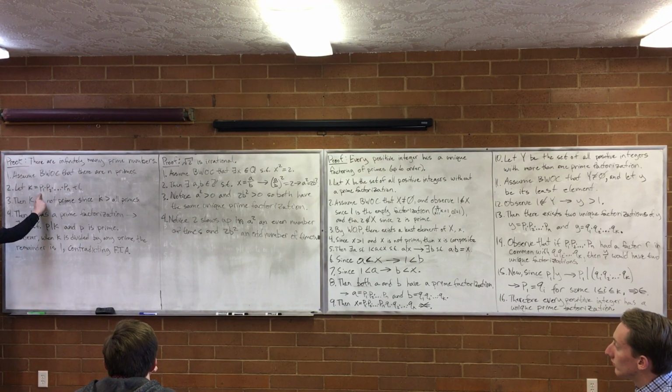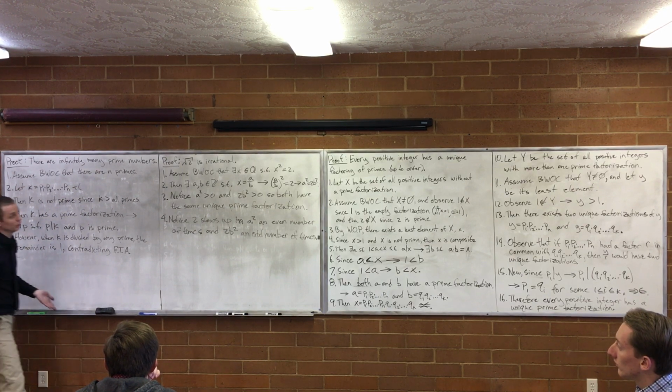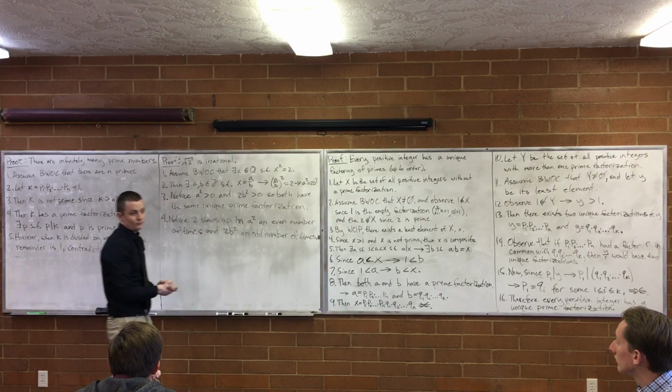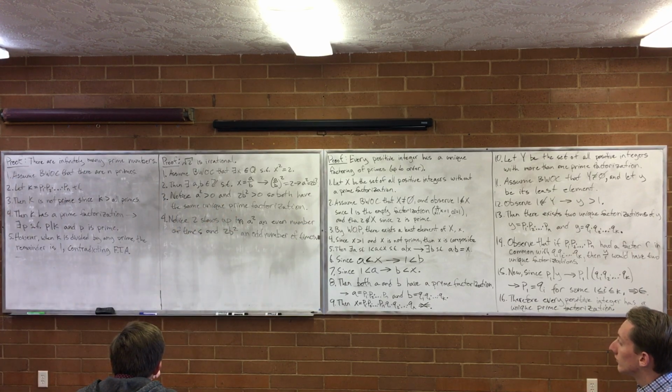K divided by this gives a remainder of 1, k divided by this gives a remainder of 1, k divided by this gives a remainder of 1. K divided by any prime number gives a remainder of 1. Therefore, no prime number is a factor of k, which contradicts our fundamental theorem of arithmetic, that every positive integer can be expressed as a prime factorization.